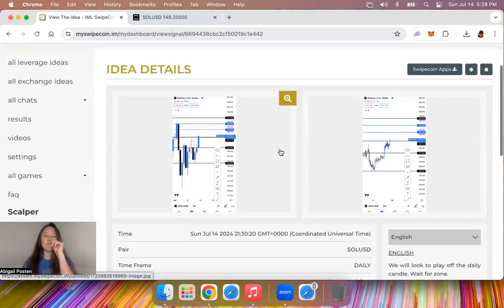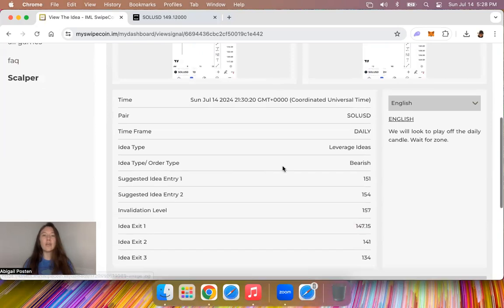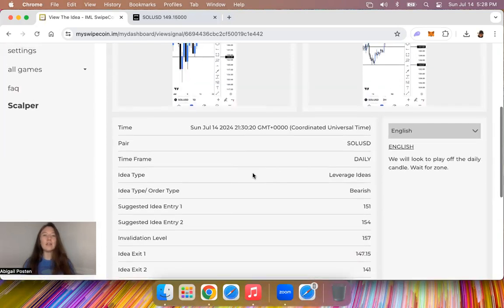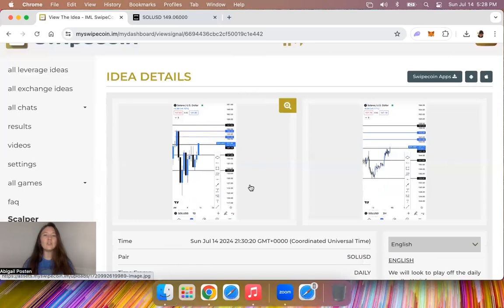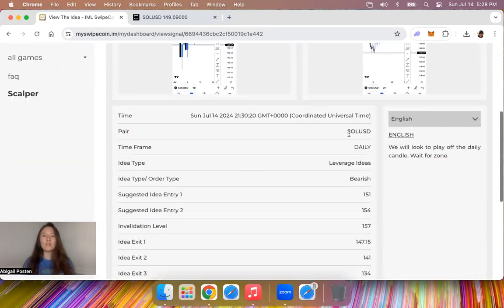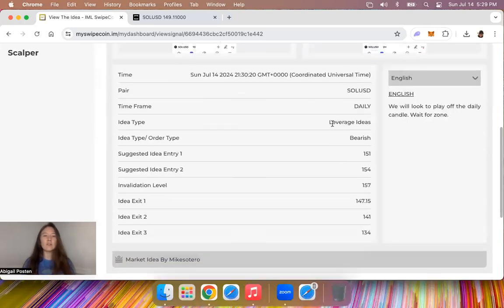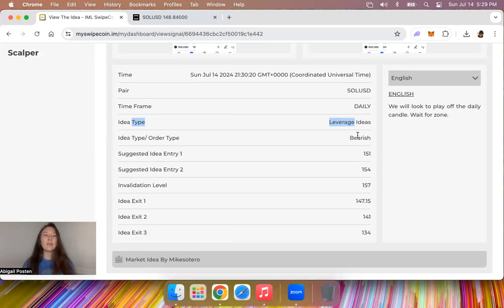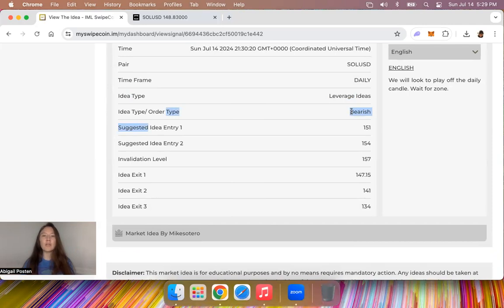And so this is just an example. This was actually called out a little earlier today. Anytime you get a trade idea, you're going to be given an image of what the educator, what the professional is looking at. So they're always going to give you the pair, the time frame. Hey, I'm looking at the daily time frame, and it's going to tell you if it's a leverage or an exchange idea. So remember, leverage is trading, exchange is for portfolio investments. And then they're also going to give you whether this is a bullish or a bearish market. Bullish is buying, and we're looking for a buy, and bearish is we're looking for a possible sell.